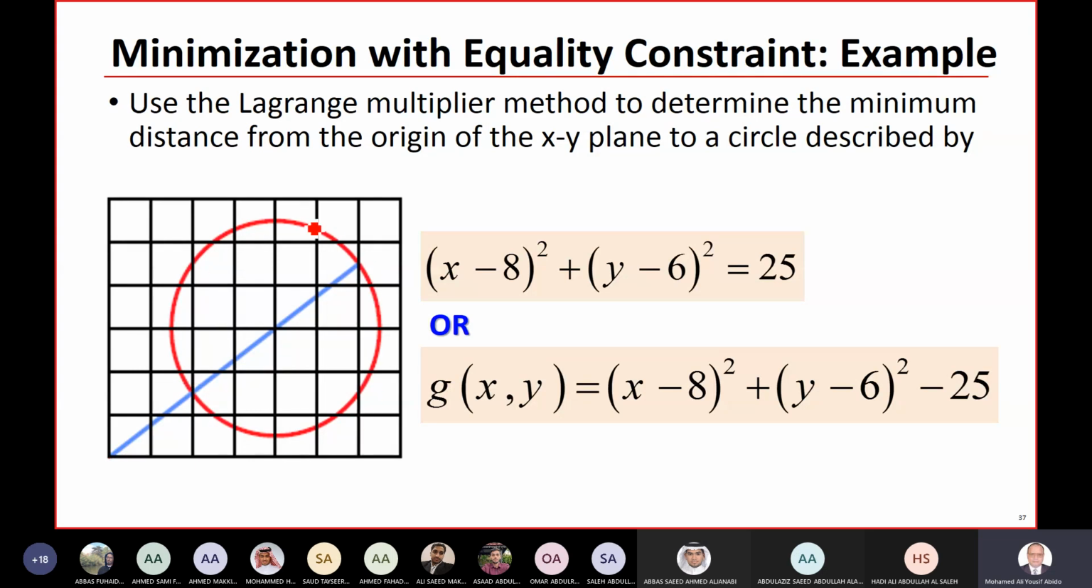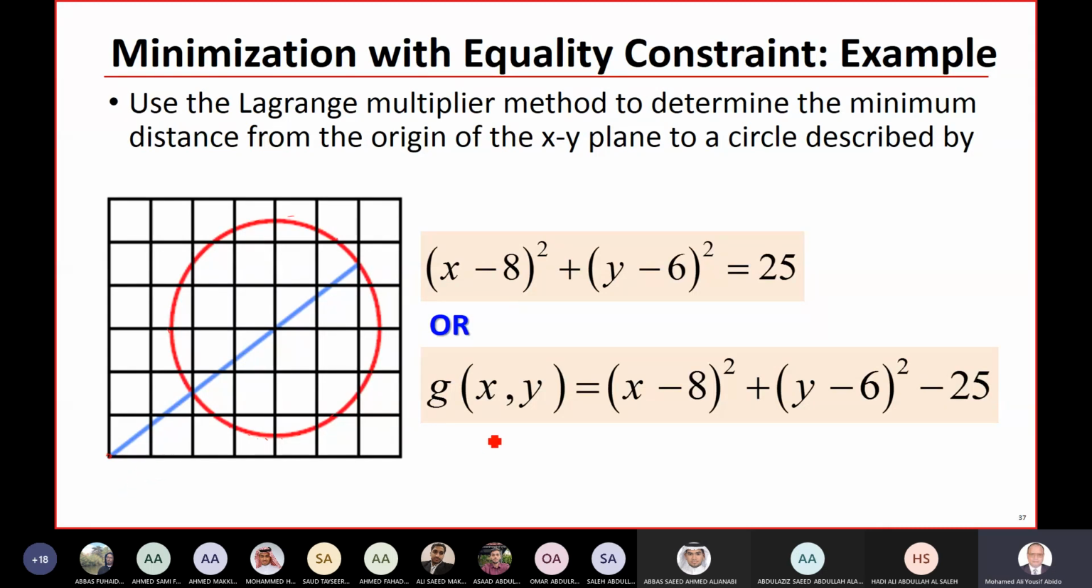So this circle equation is (x − 8)² + (y − 6)² = 25. This is the equation of the circle, and we need to search for a point on the circle that minimizes the distance between the circle and the origin.